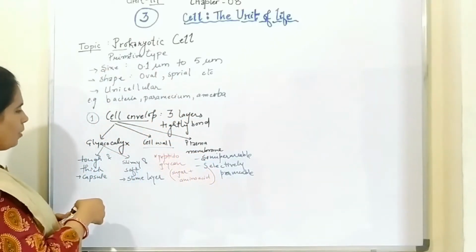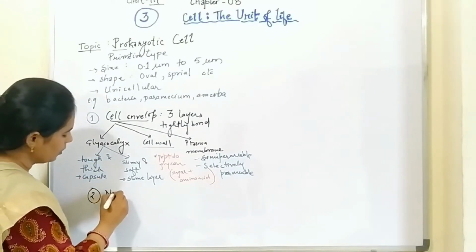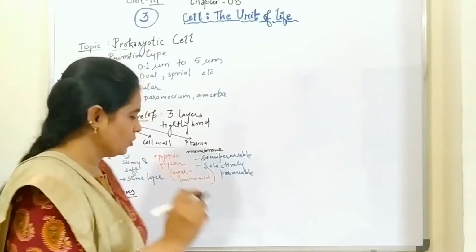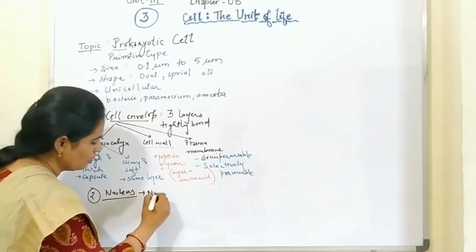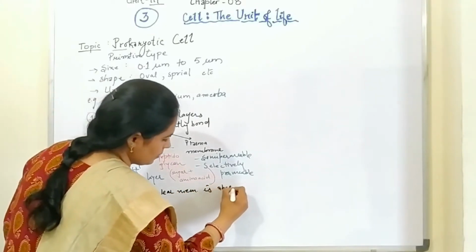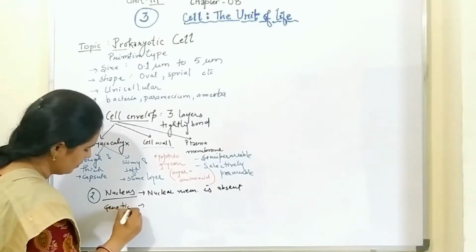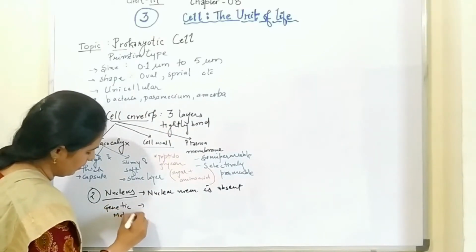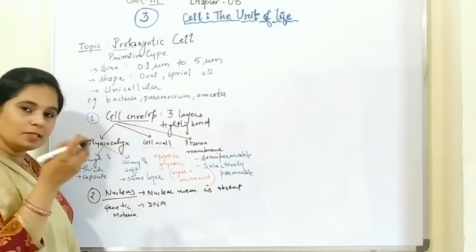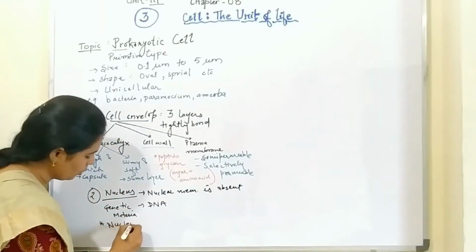Now the next topic after the cell envelope is the nucleus. As you know, it's prokaryotic. So obviously the nuclear membrane is absent. Number one. Genetic material is DNA. Now the place where this genetic material will be in the cytoplasm will be called the nucleoid.